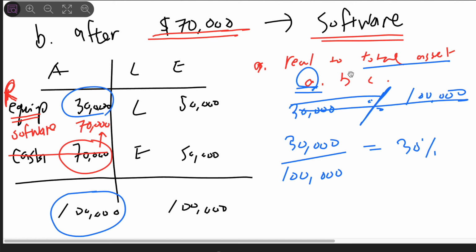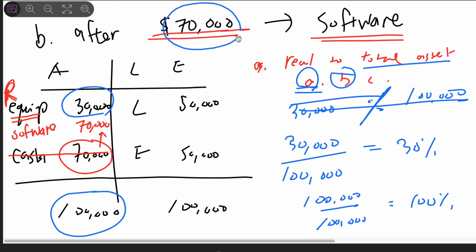If we go to part B, what happens? Oh, we don't have any financial asset, but all of that are going to be real assets, right? So now we have 100% of the real asset in part B after we change the money to software.